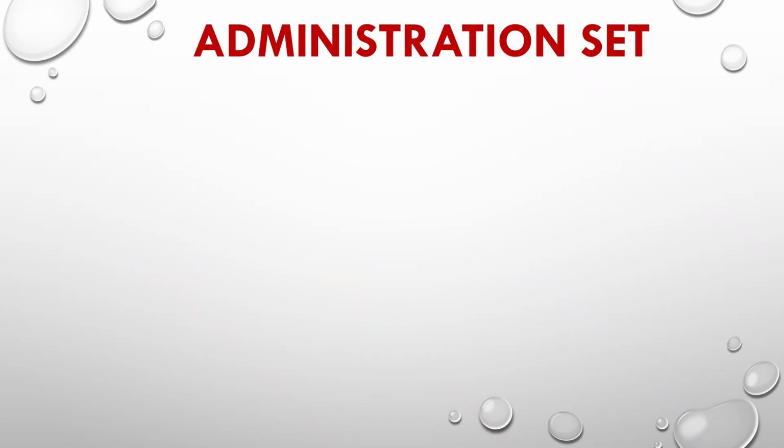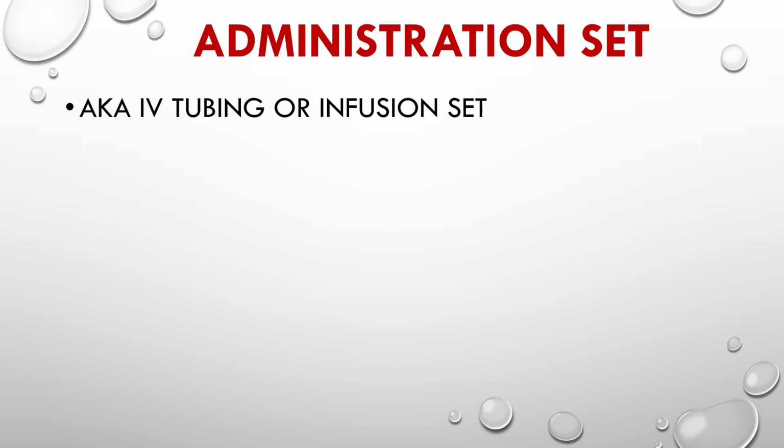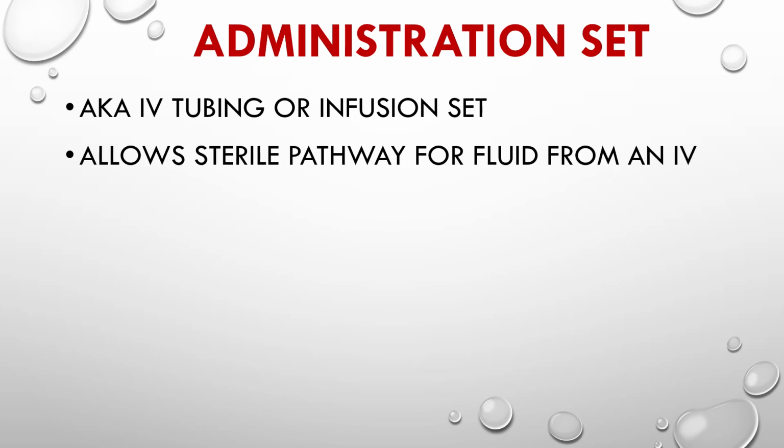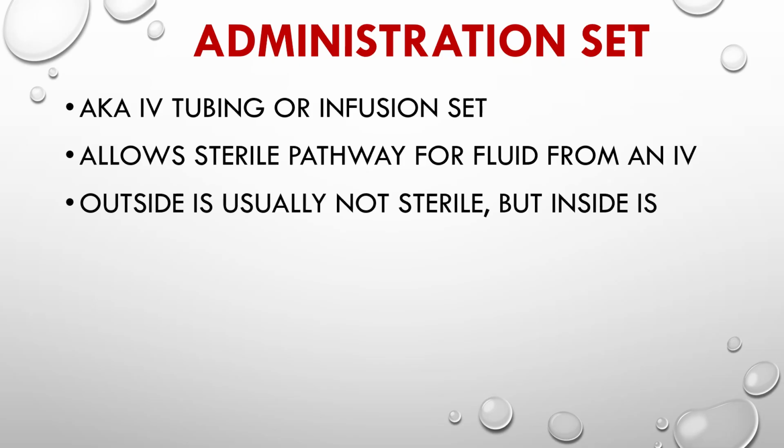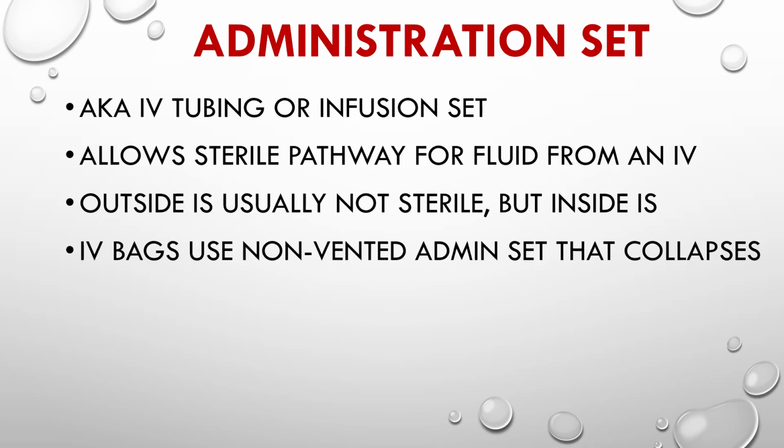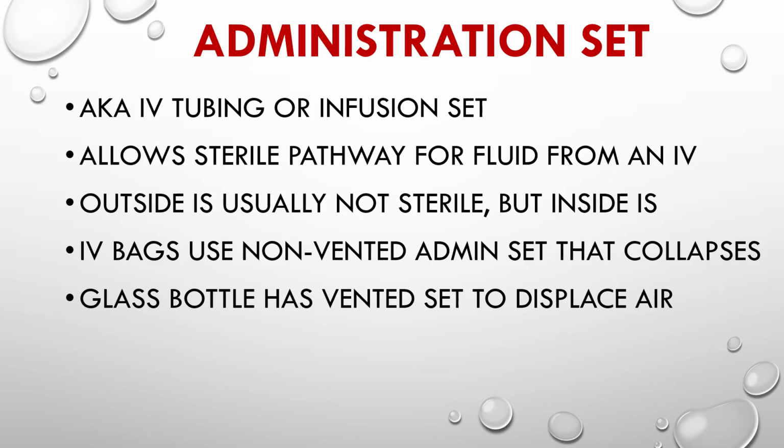All right, now what is this administration set that's used to actually get the contents out? So this is also called IV tubing or an infusion set. And this just allows a sterile pathway for that fluid from the IV into the patient. So the outside tubing is not considered sterile, but the inside of the tube is sterile. Those IV bags use non-vented admin sets that collapse. So again, as the contents decrease, the bag decreases. It's not keeping a bunch of air in it. The glass bottles have to be vented to displace the air because obviously they can't collapse.